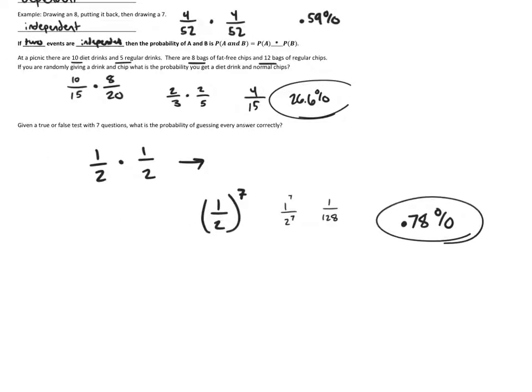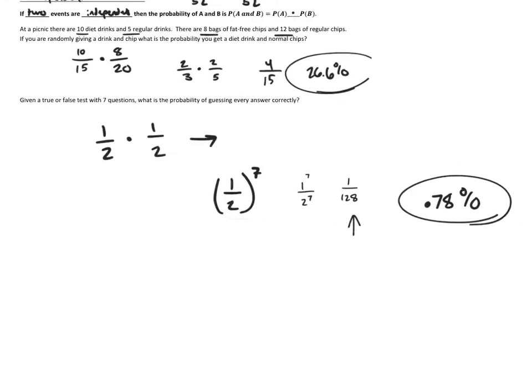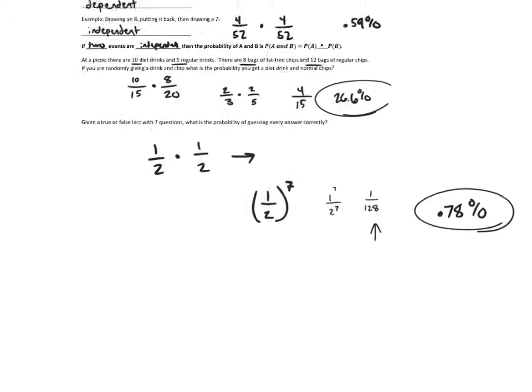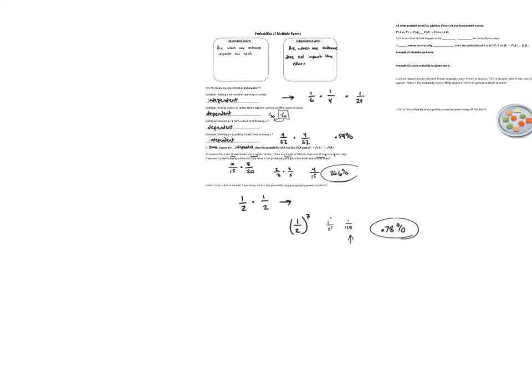So your probability of guessing all of them correct would be 0.78%. So what this fraction is really saying is if I gave a 7 true or false test out to all my students, I usually have somewhere around 128 students, and everyone just had to guess, we'd expect one person out of all 128 to guess all 7 questions correct. So that's when you're multiplying 2 independent events together.